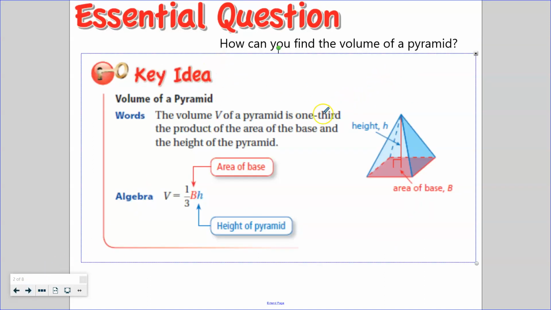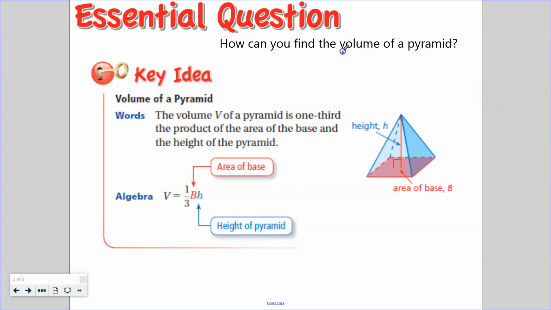Alright, so the key idea today is how can you find the volume of a pyramid? Right? So the volume V, remember capital V, of a pyramid is 1/3 the product of the area of the base and the height of the pyramid. Okay.